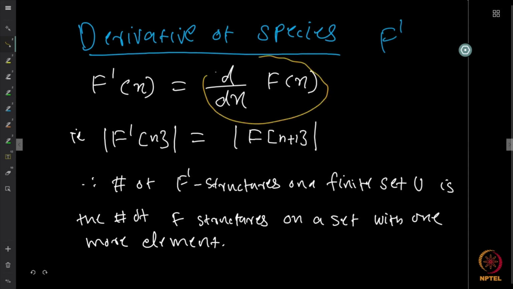So what I want is that I want the generating function for the derivative species f prime to match with the derivative of the generating function of the species f. Now, from this equation, we know immediately that the cardinality of f dash of n, where you are looking at the set 1 to n, so basically an n element set, the number of structures of type f dash on this is basically f of n plus 1. From this it should be immediately clear.